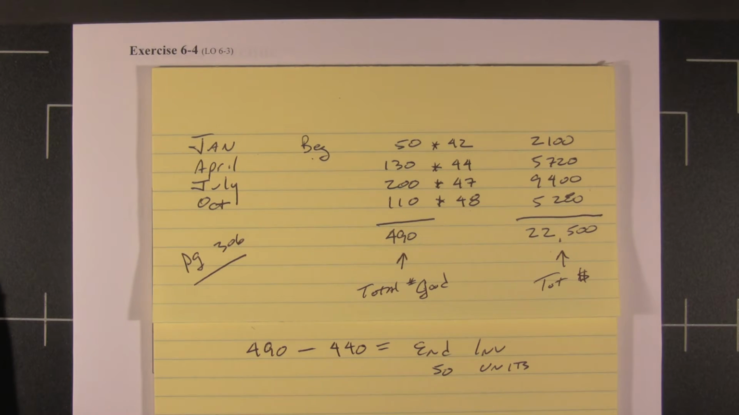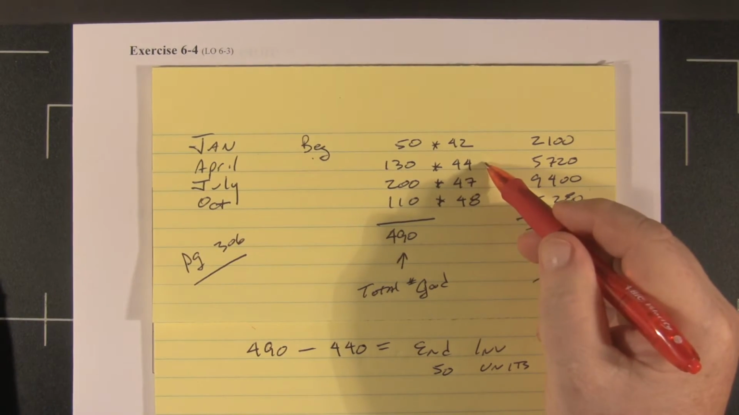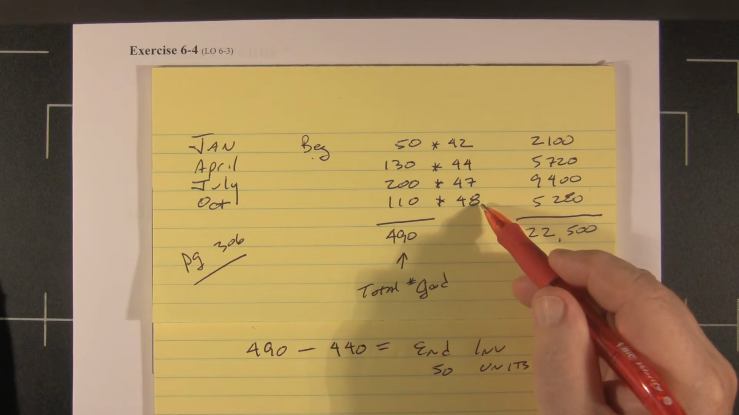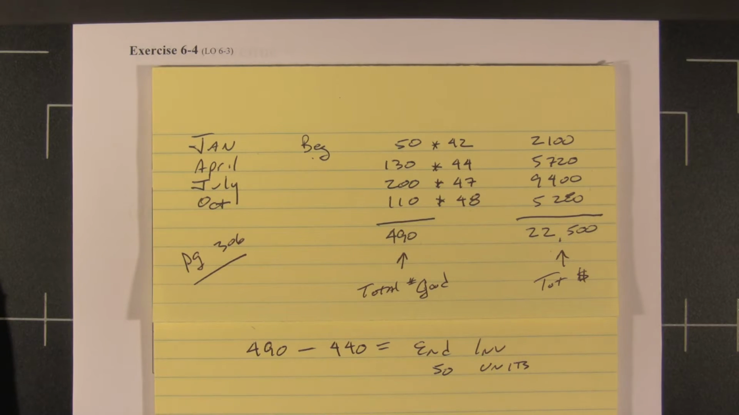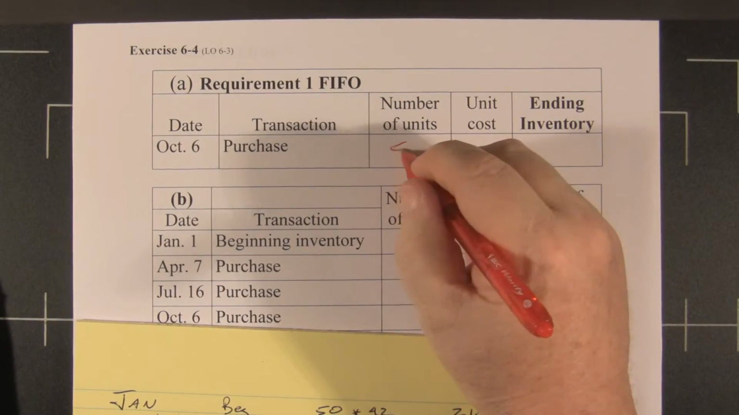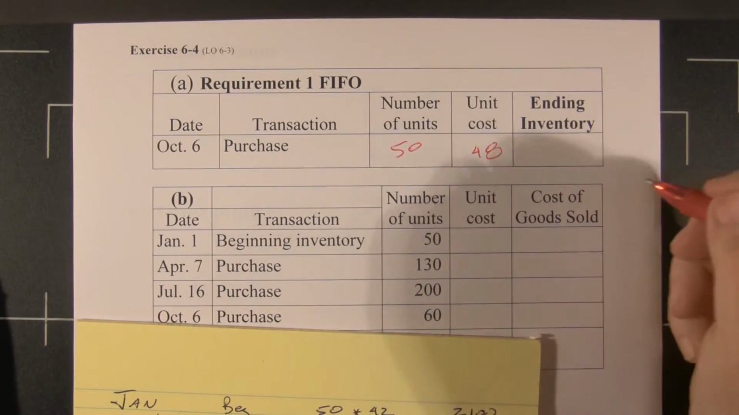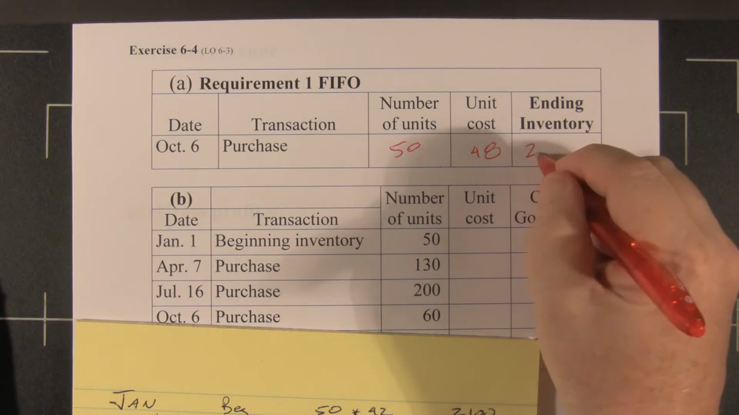Under FIFO, the first ones that came in were the first ones that were sold. So under FIFO, we've sold these, we've sold these, we've sold these, and we've sold 60 of these. So of the ending inventory, all 50 units are from the October purchase. So from our October purchase, we have 50 units left. They cost us $48 each. So the value of our ending inventory under FIFO is $2,400.